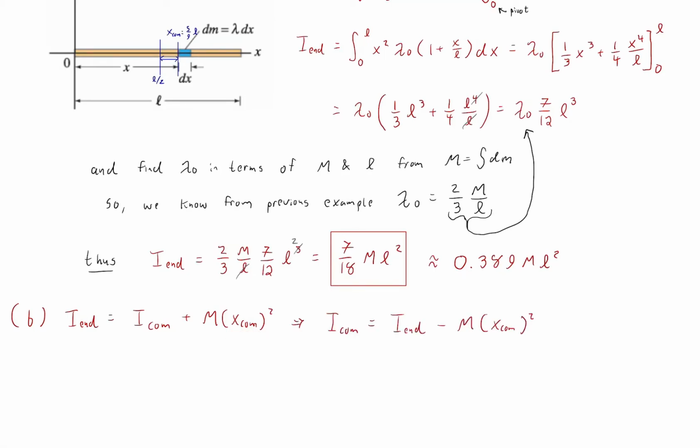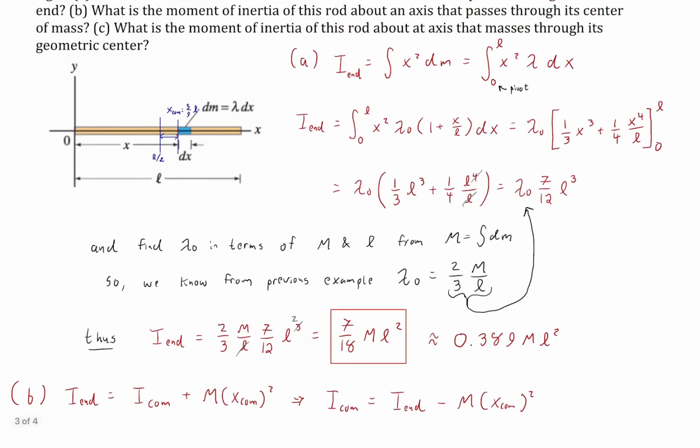All right? Okay? And so then what I'm going to do is solve for the center of mass moment of inertia, which means I have to move this one over here and subtract that one. So rearranging things, I get that the moment of inertia about the center of mass is the moment of inertia about the end minus m times x com squared. And by the way, that's because the parallel axis theorem always has to be in this form.